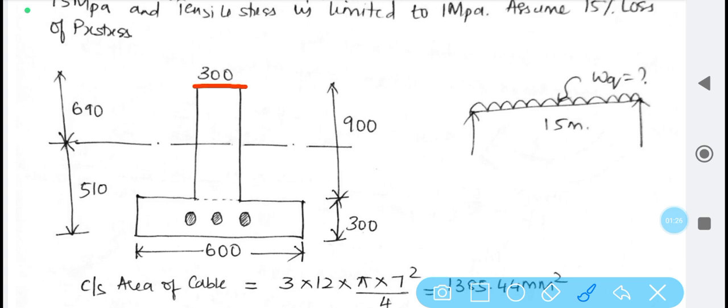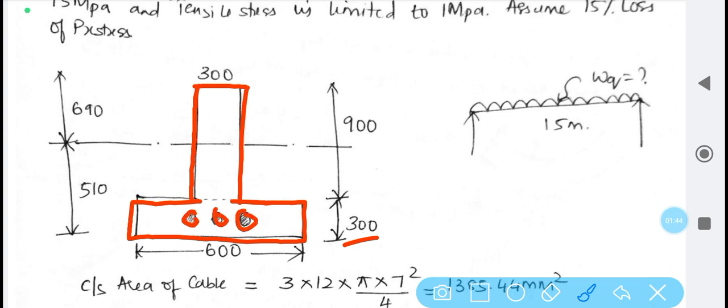So it is having a width of 300 for the rib or web, and the flange is having 600 mm width and 300 mm depth, and it also carries 3 Fresnel cables. So cable 1, cable 2, cable 3. Each cable is containing 12 wires. So 1, 2, 3, 4, 5, 6, 7, 8, 9, 10, 11, 12. Likewise it has a total of 12 wires which makes a single cable. The diameter of each wire is 7 mm.